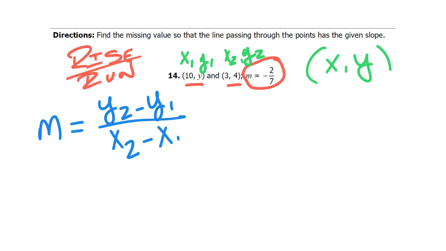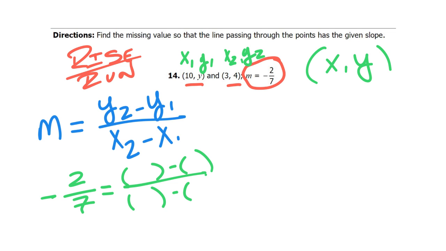So now we're going to substitute in, and we know our slope. So our slope here is negative 2/7. And that's going to be equal to, I recommend opening up some parentheses anytime that you substitute values in, so that way we can make sure that we're doing this correctly. And then I'm just going to start putting the pieces where they go. My y sub 2 is 4, so that's going to go in there. My y sub 1 is y, it's an unknown, so it's going to go in there. And then x sub 2 is 3. X sub 1 is 10.